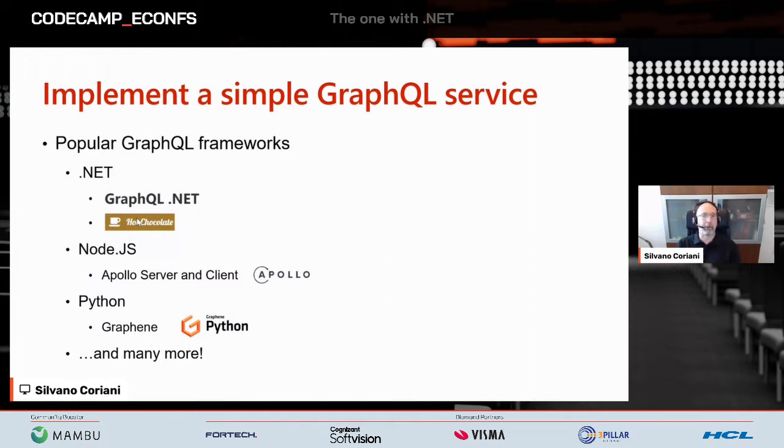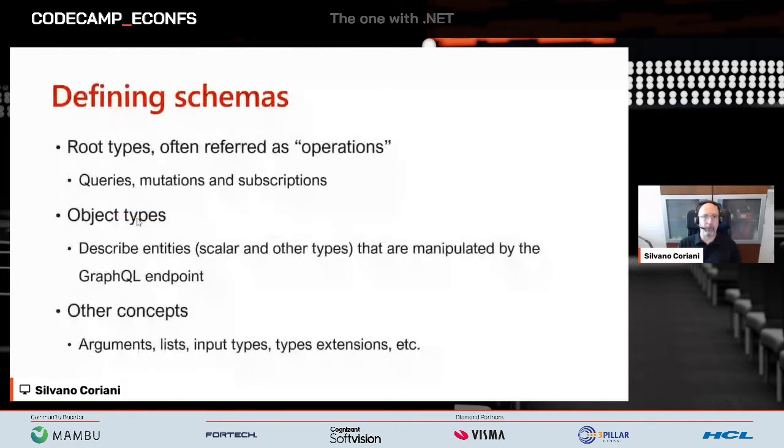Apollo is probably one of the most famous ones, and is very popular with Node, JavaScript and TypeScript developers. Graphene is for Python developers, but there are a lot more. On the GraphQL.org website, you will see a bunch of very popular frameworks available for you to start developing your own applications. So let's start with the schema, which is one of the most important aspects here.